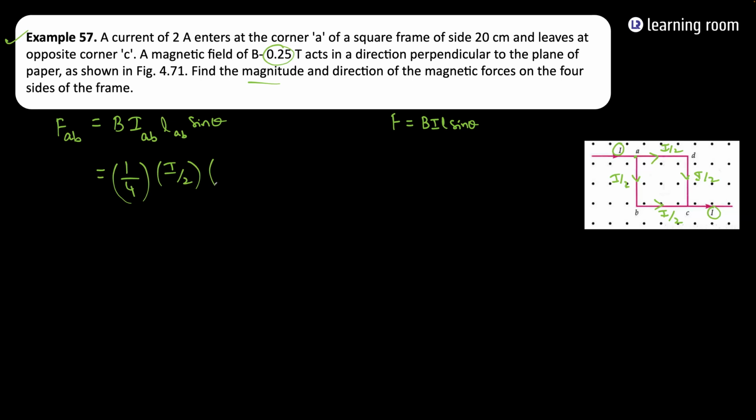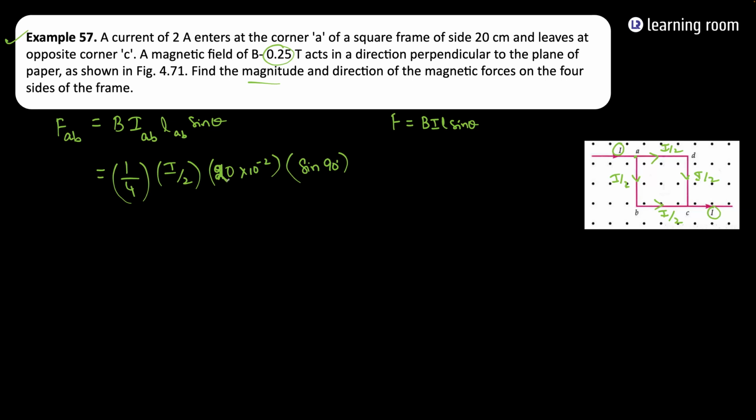So I is 2 ampere, by the way. So it should be 10 into 10 power minus 2 into sine of how much should the angle be? 90. This is in Y direction. Magnetic field is in Z direction. Oh, it is each side, no? Okay. So it will be 20 into 10 power minus 2.